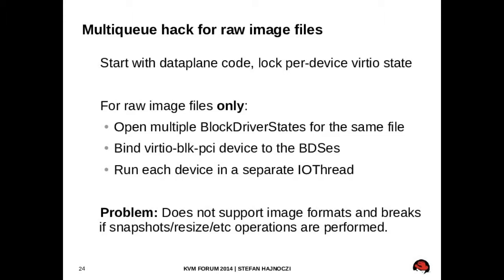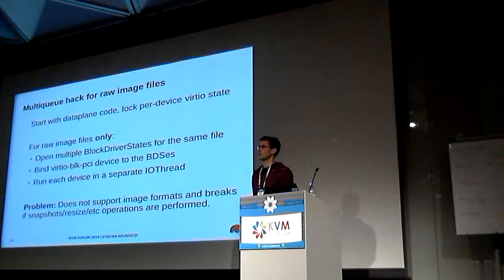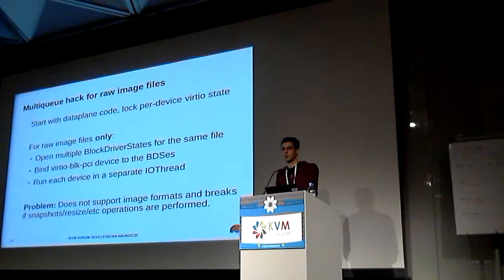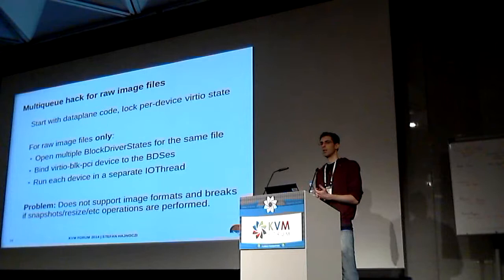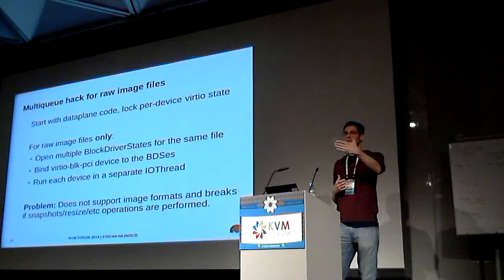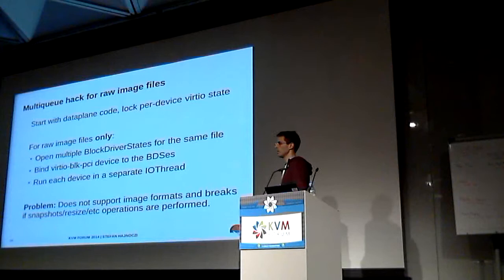So here's the hack. Here's how we can do a prototype. We already have the data plane code, so we already have the ability to run virtio-blk outside of the global mutex. So what we do is we just open multiple block driver states for the same disk image. Of course, it can only be raw, because if it's a QCOW or a VMDK or whatever, then QEMU would get very, very confused, because it would use multiple metadata caches. When it reads metadata from the file, it would become inconsistent and it would corrupt.